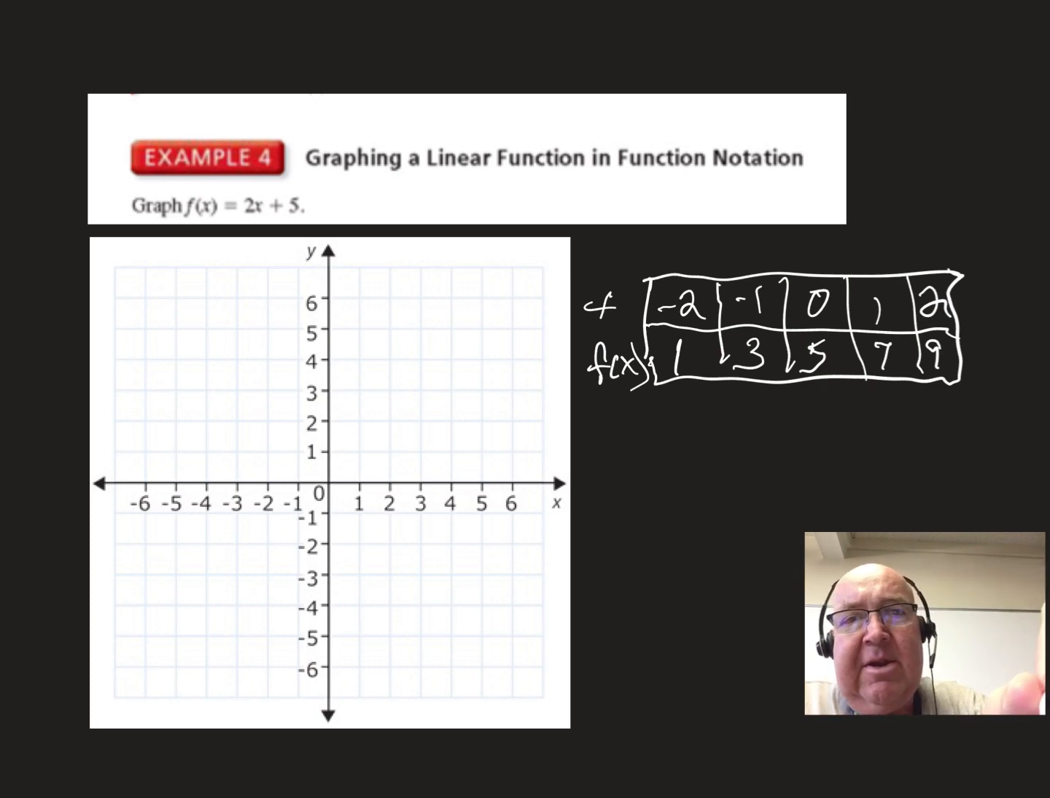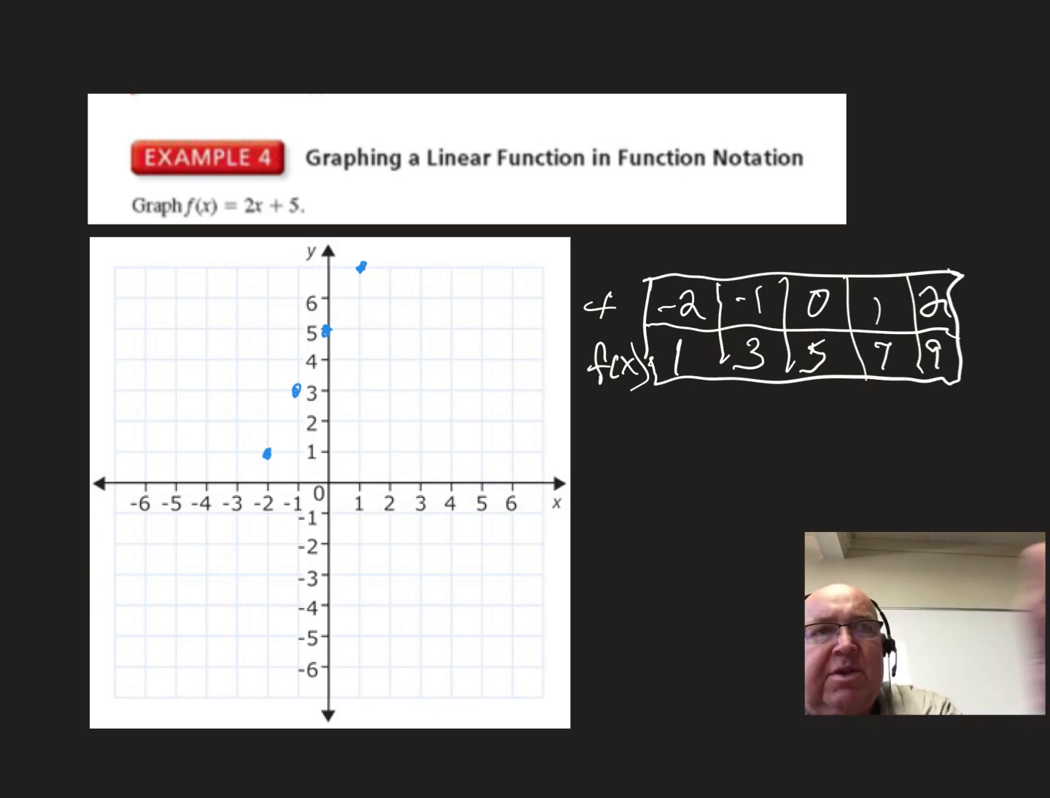And then I can go ahead and graph it in the coordinate plane. So I'm going to go negative 2 and 1. Put a mark there. I'm going to go negative 1 and 3. Put a mark there. I'm going to go 0 and 5. Put a mark there. I'm going to go 1 and 7. And then my value for 2 is off the graph.